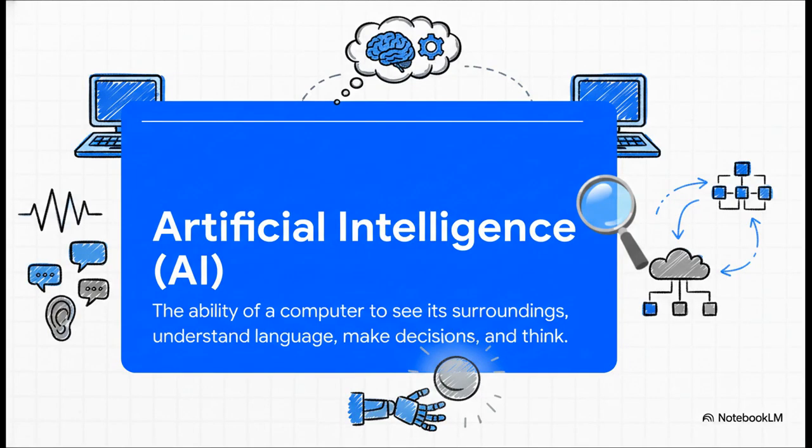So what is artificial intelligence anyway? In a nutshell, it's all about making computers do things that usually require a human brain. We're talking about the ability to see and understand what's around them, to get what we're saying in plain English, to learn from mistakes, and to actually make decisions. It's really about teaching machines how to think.